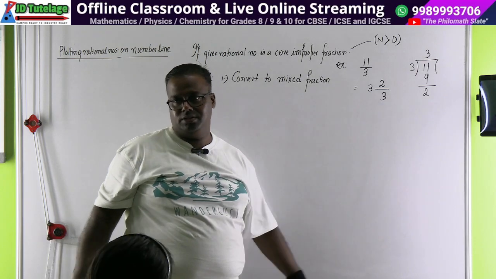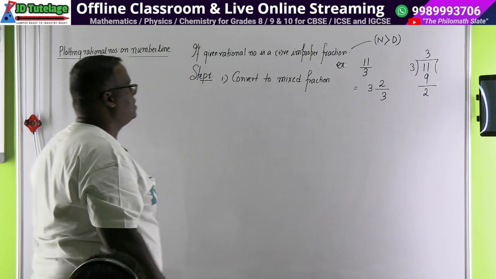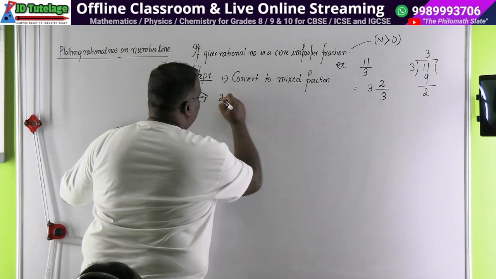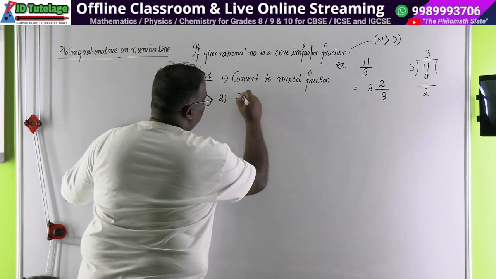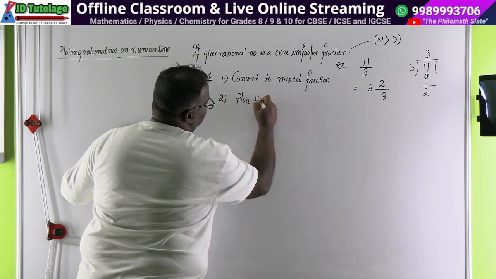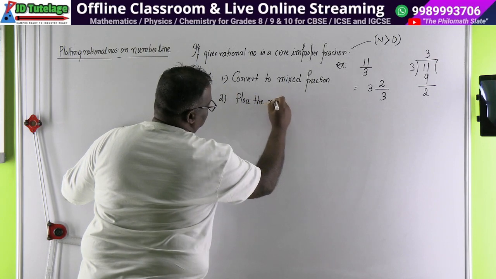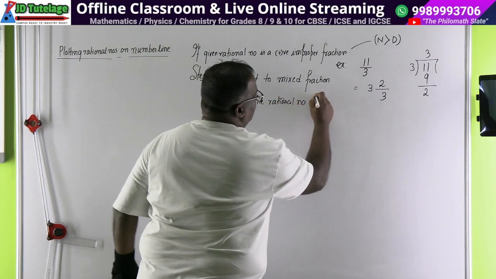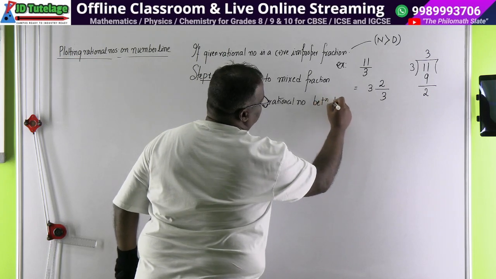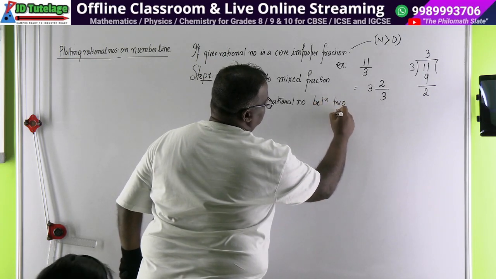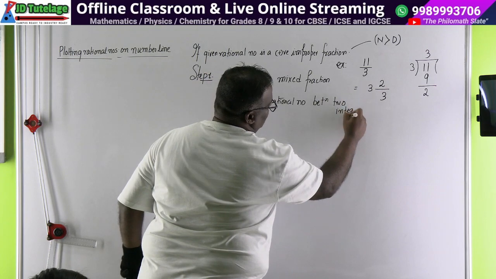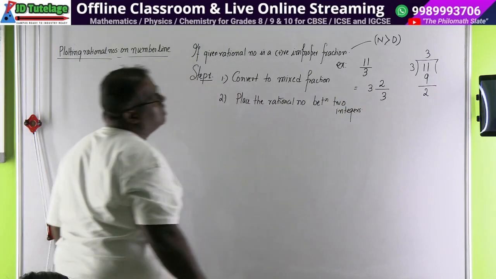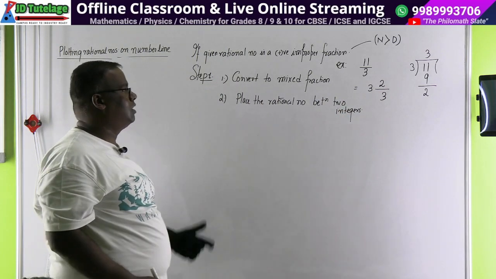3 2 by 3. So convert into mixed fraction. Number 2, then you place the rational number between two integers. I did not write natural number because when we do negative side they are not rational numbers.